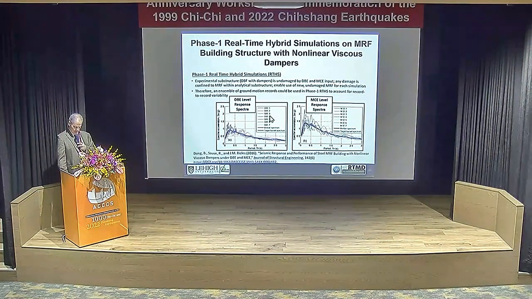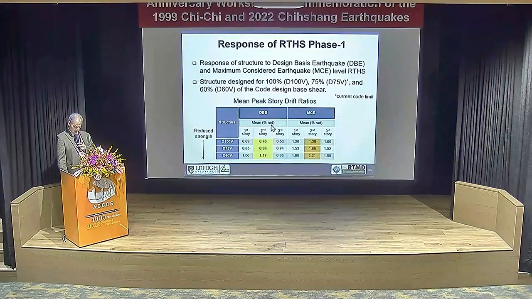So we looked at record variability. In the paper, I think the records are listed. If not, it's in this paper here. One of these was the Chihshang. And we scale this to these 2 hazard levels.